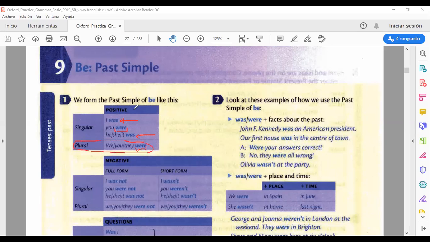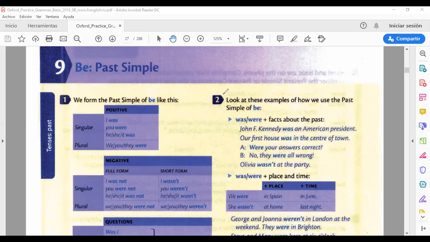Okay? Now, if you remember, for the present simple, the form of be is, are, and am. This is for present simple, okay? Now, for the past simple, this is going to be changing. Instead of being is, are, and am, we're going to use only two, was and were, singular and plural. Okay, now let me erase this information right here.